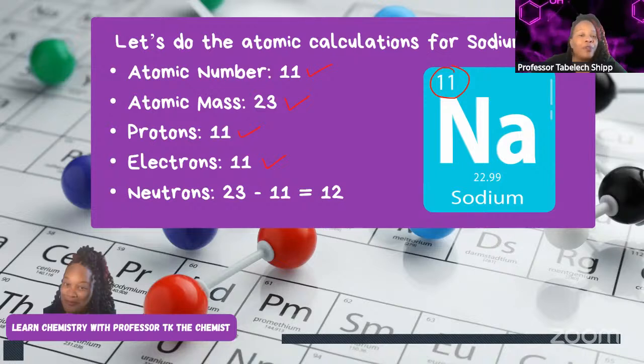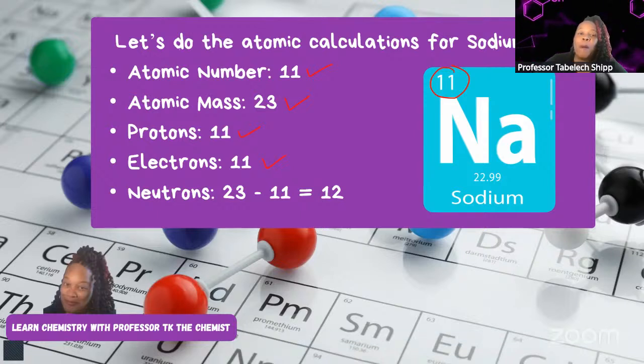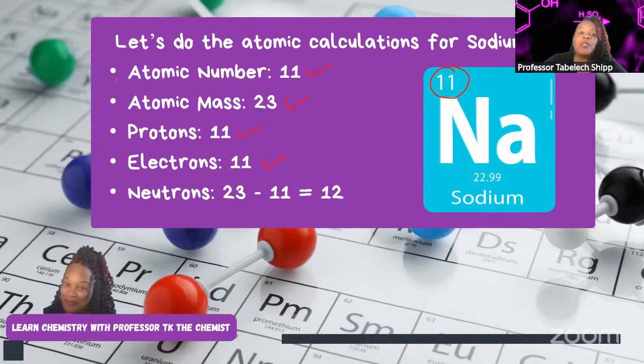Now, to get your neutrons, you have to subtract those two numbers, your atomic mass number minus your atomic number. So basically, these two numbers here, we're going to subtract. So 23 minus 11 gives us 12 neutrons. It's that simple.